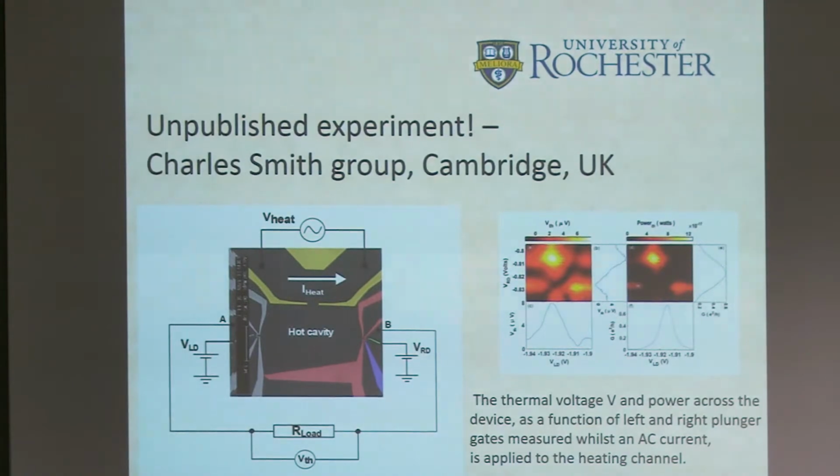And so you can plot these as you vary the position of the left and right plunger gates while applying this heating. Okay? And so you see basically where you're getting these dots, that's where your resonant levels are coming into play, and then generating the power according to the mechanism we were talking about just a little while ago. Okay, so hopefully this will be on the archive in a week or two. I think we're finalizing the paper now.